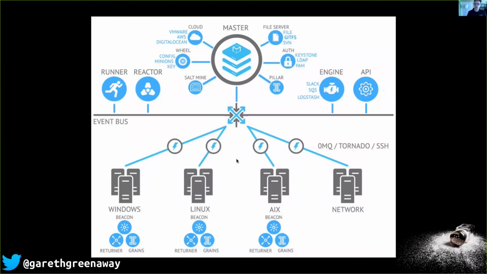In the middle, we have the event bus with the Salt Master and Salt Minions connecting into it. We have minions running on a variety of operating systems, including Windows, Linux, AIX, and some network devices such as routers and switches. On the master level, we can see the various components such as runners, reactors, engines, and the Salt API. We can see that the Salt Master is providing things like Pillar, the file server for providing state files, and handling minion authentication.